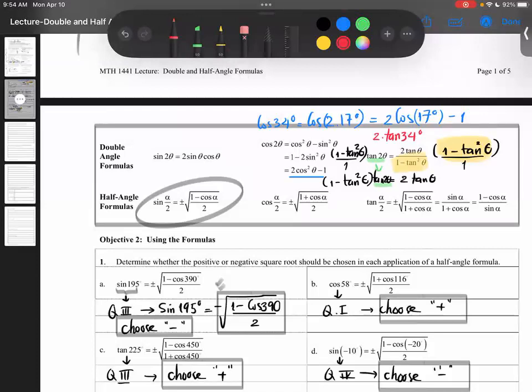All right, 2 tangent 34 degree. I'm going to rewrite it, according to the formula we just derived, as 1 minus tangent square of 34 degree times tangent of 2 theta. What angle is it now? 34 or 68? Theta is 34, right? So 2 theta is 68.